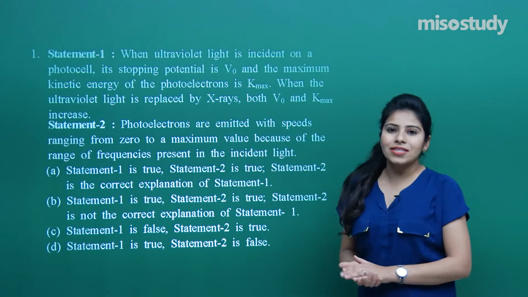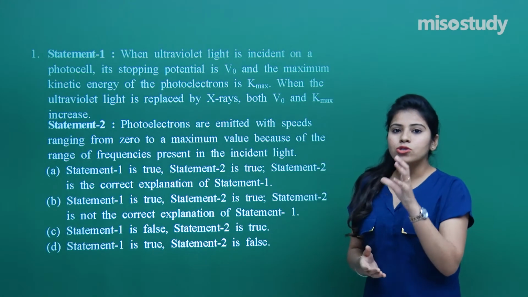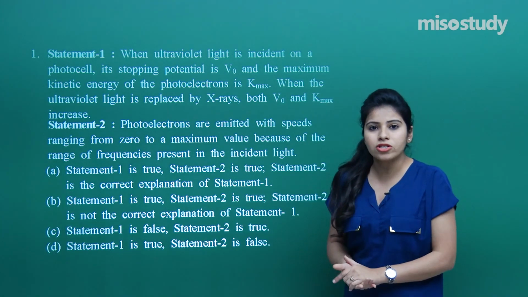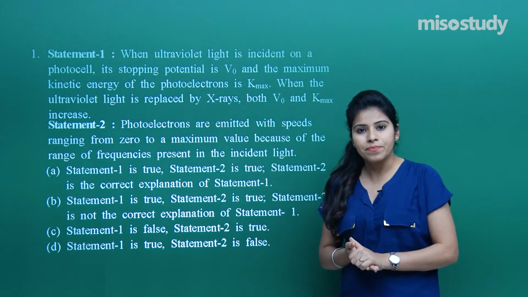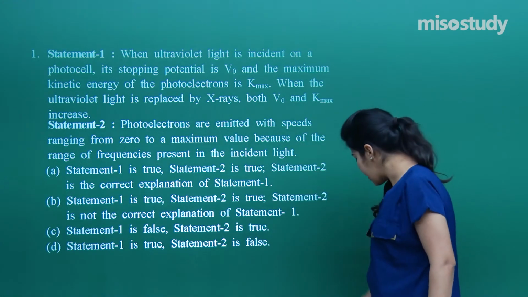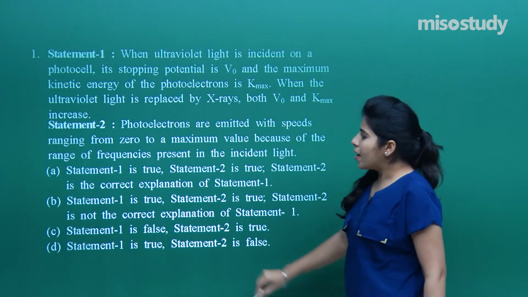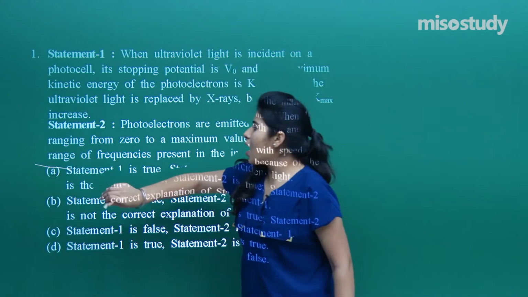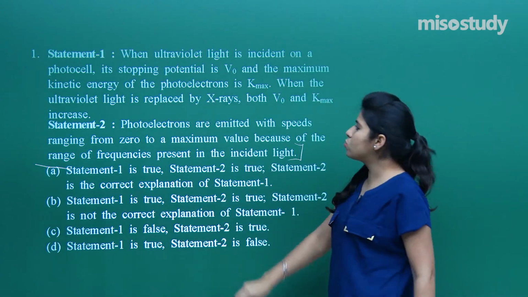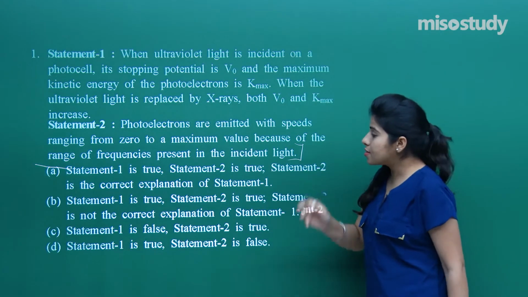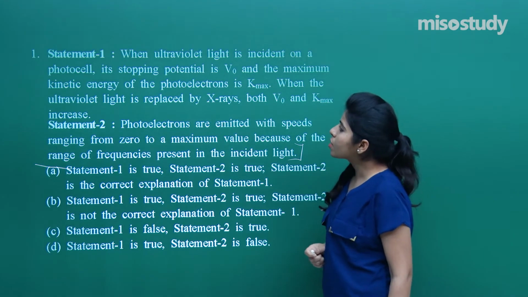Alright, as I always say, don't be put off by the length of the question. The more lengthy the question is, the easier it will become. Here I can see that from A to D there are options, and the question is from statement 1 to statement 2. So let us see what the question is saying.